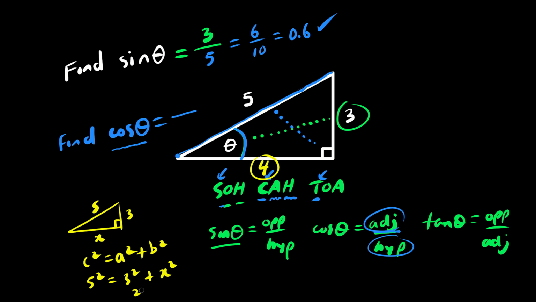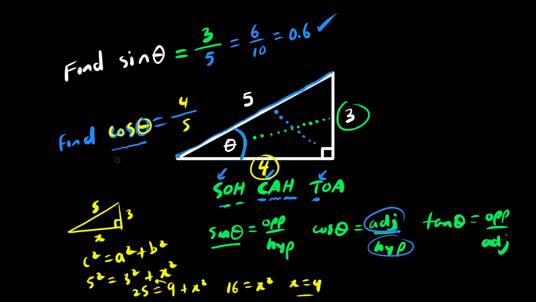5 squared is 25. 3 squared is 9. We throw the 9 over, making it negative 9. 25 minus 9 is 16. We square root both sides, and therefore we get x equals 4. Now if you memorize 3, 4, 5, it's a lot quicker. So what is cosine of the angle theta? Cos theta is adjacent over hypotenuse. It's going to be 4 over 5.